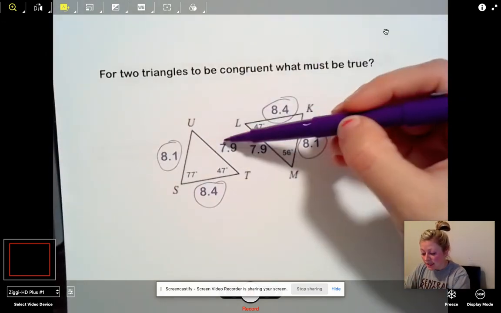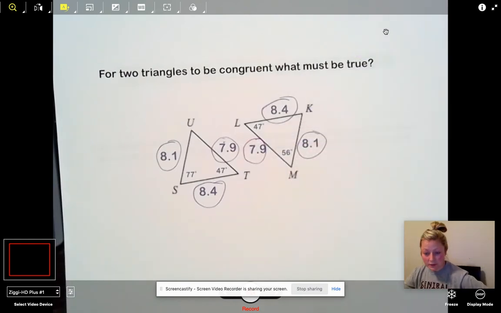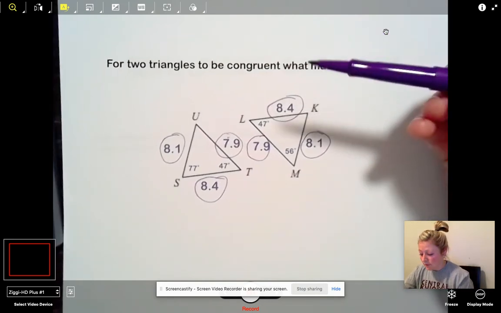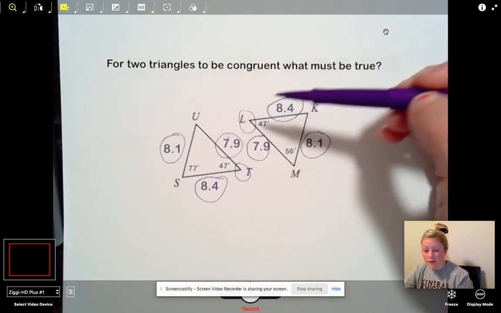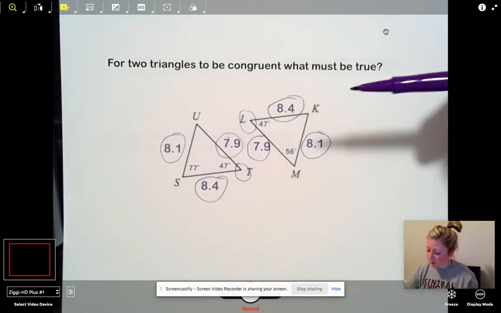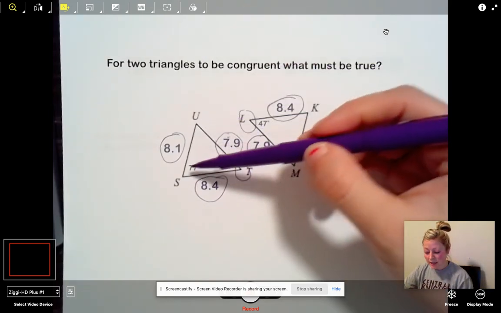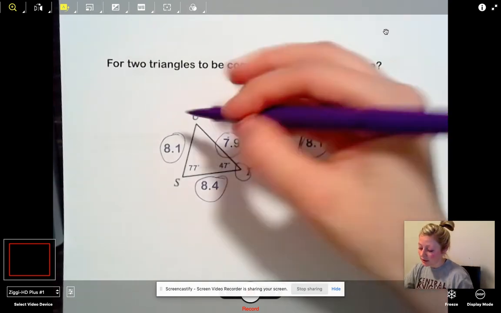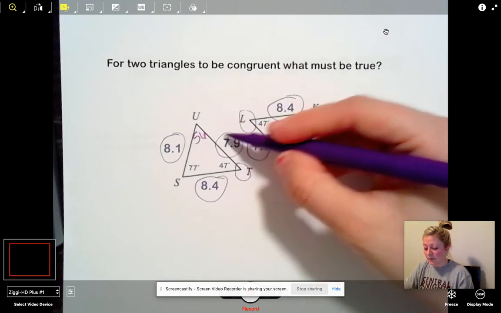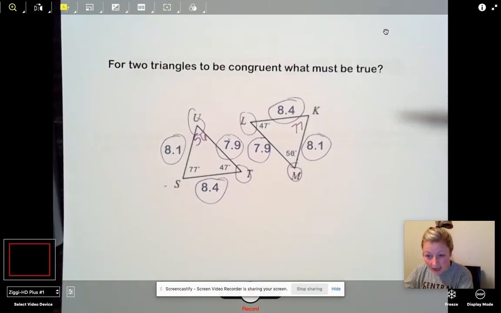Lastly, we notice that UT is 7.9 and so is LM. So we have our three pairs of congruent sides. Yes, we do. So far, so good. Now let's check. Do we have three pairs of congruent angles? Well, we see that angle T is congruent to angle L with 47 degrees. But now I have a 77 and a 56. Clearly those don't match. However, I'm missing an angle in both of these triangles. And indeed, if we subtract 77 and 47 from our triangle, we find that this angle is 56. And then we do have a pair of matching angles, M and U. And this one we find is 77. And K is congruent to S.